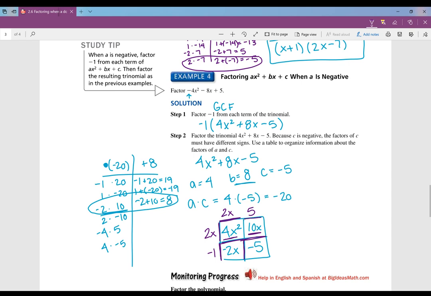And let's double check our last box. We have 5 times 2x. Is that 10x? Yeah, it is. So we know our sides are going to be 2x minus 1 and 2x plus 5.